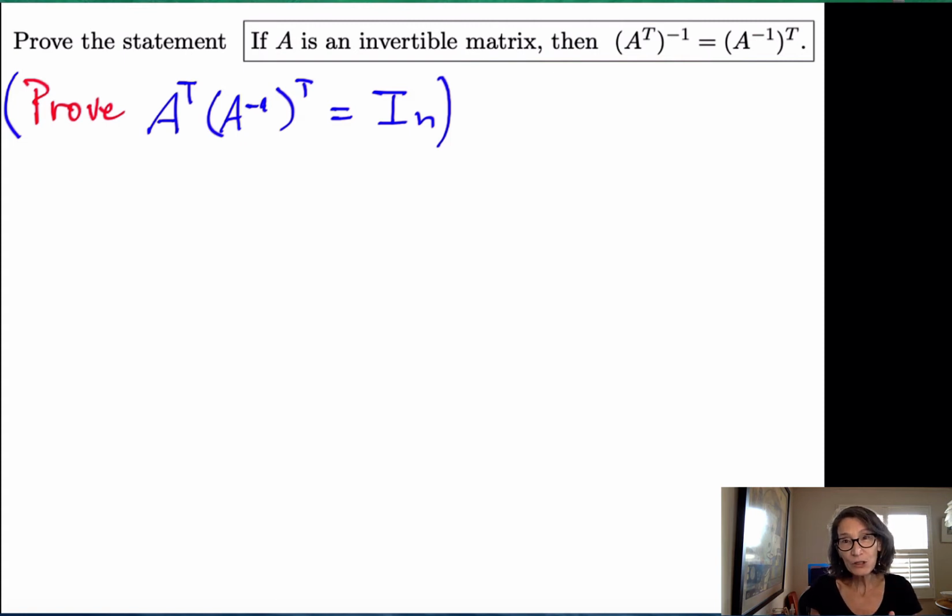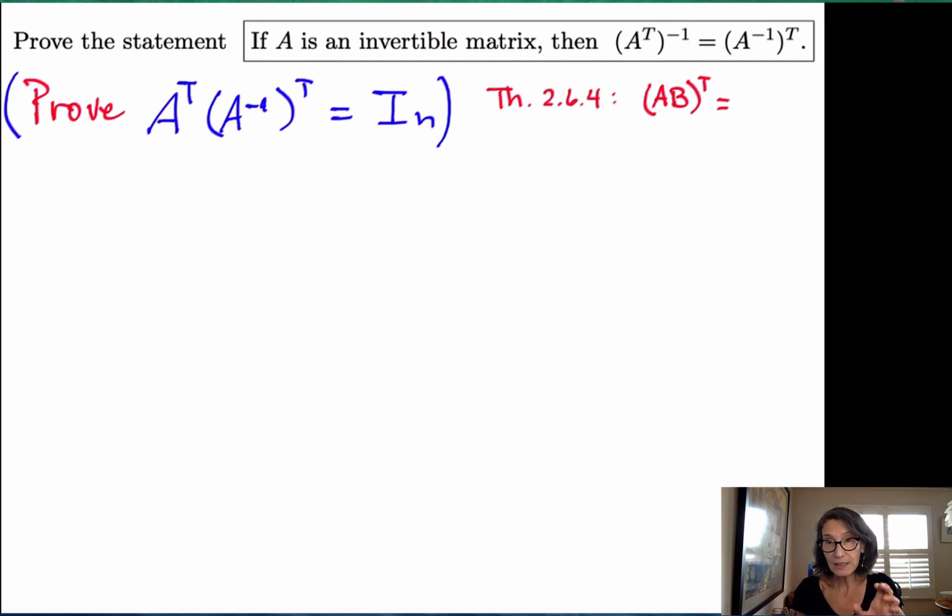And what are we going to use to do this proof? There's a theorem in chapter 2, theorem 2.6, part 4 of that theorem says, when you multiply two matrices together and then you take the transpose of that product, that's the same as first taking the transposes of the two matrices individually and multiplying those together, but in the reverse order. So (AB) transpose, or the transpose of A times B, is the same as the transpose of B times the transpose of A. We're going to use that in our proof.